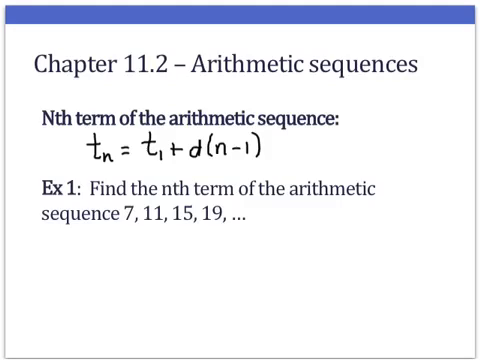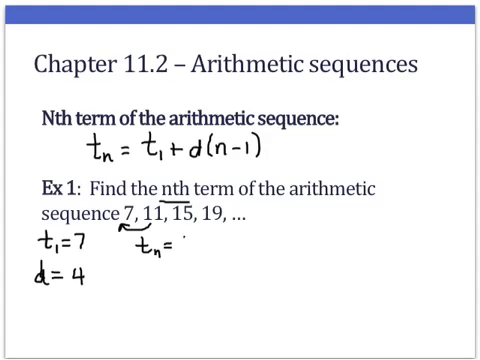So, I want to find the nth term of the arithmetic sequence 7, 11, 15, and 19. Well, this is a general equation. Nth means we're not looking for a specific one, so we're going to be leaving n in the equation. Let's label what we need. We need the first term, and that's 7. And we need the common difference, and if we subtract 7 and 11, that's 4. And that's enough information for our formula.